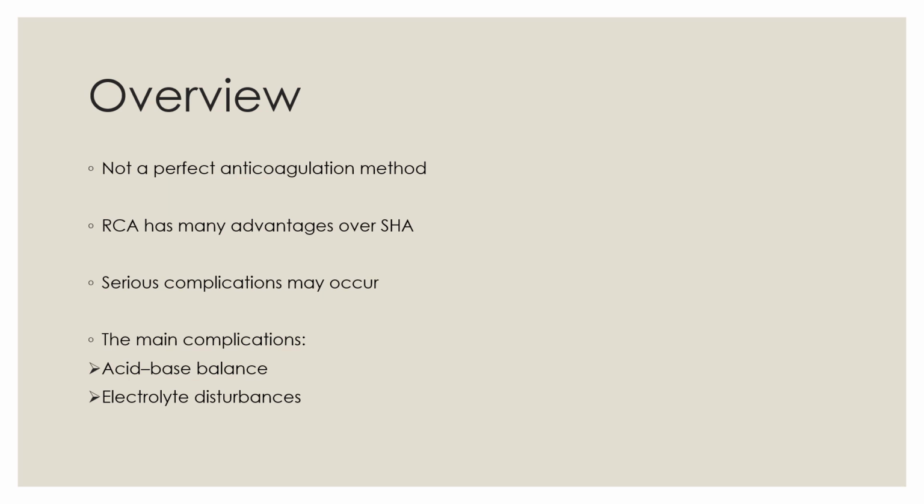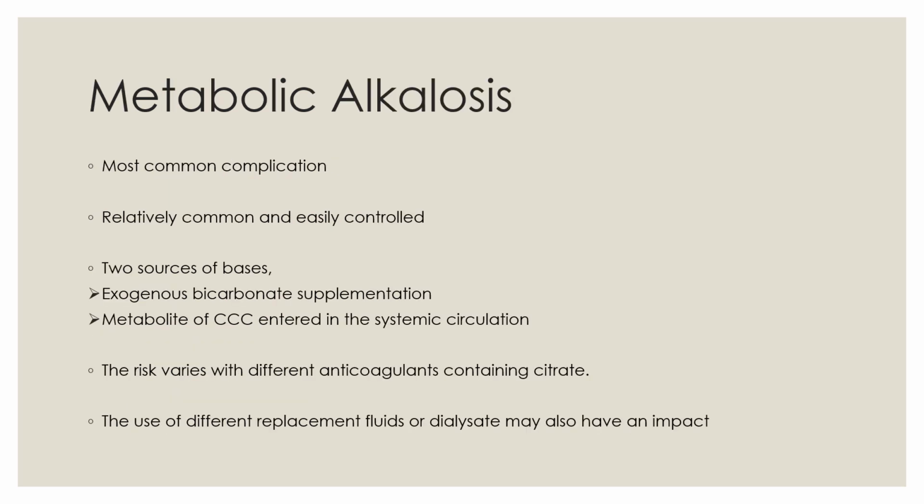Although regional citrate anticoagulation has many advantages over systemic heparin anticoagulation, it is not a perfect anticoagulation method, and serious complications may occur if monitoring is not standardized. The main complications associated with it include acid-base balance and electrolyte disturbances. When the total provision of bicarbonate exceeds the therapy requirement, metabolic alkalosis will occur. It is a relatively common, and the most common, but easily controlled complication.